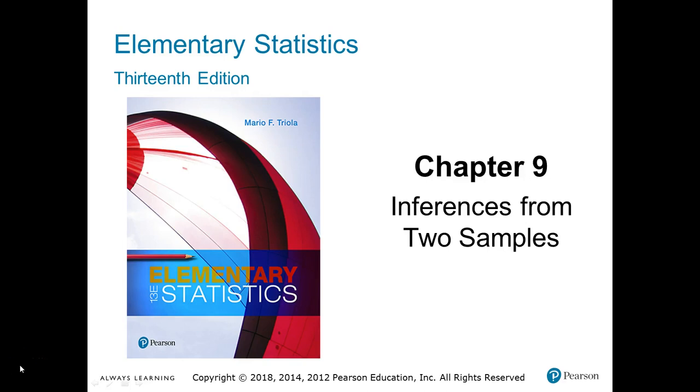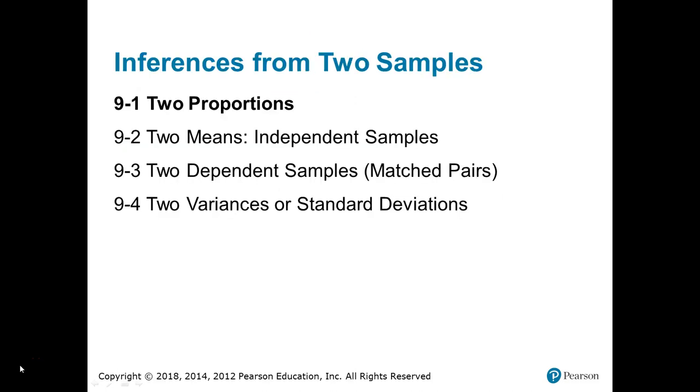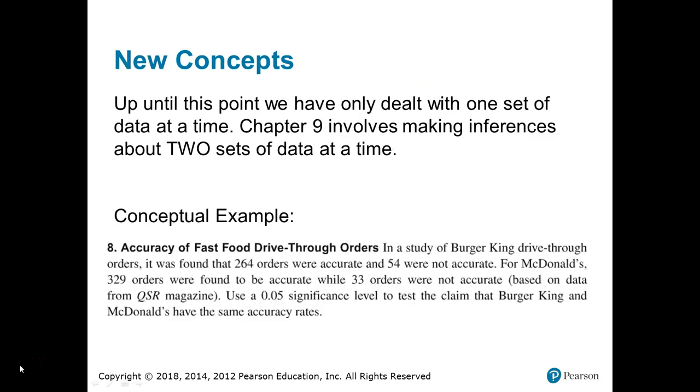Hello students, welcome back. In this video we start chapter 9, which is inferences from two samples. Chapter 9 section 1 is dealing with two proportions or two probabilities. So the new concept here is up until this point we have only dealt with one set of data at a time. Chapter 9 involves making inferences about two sets of data at a time.